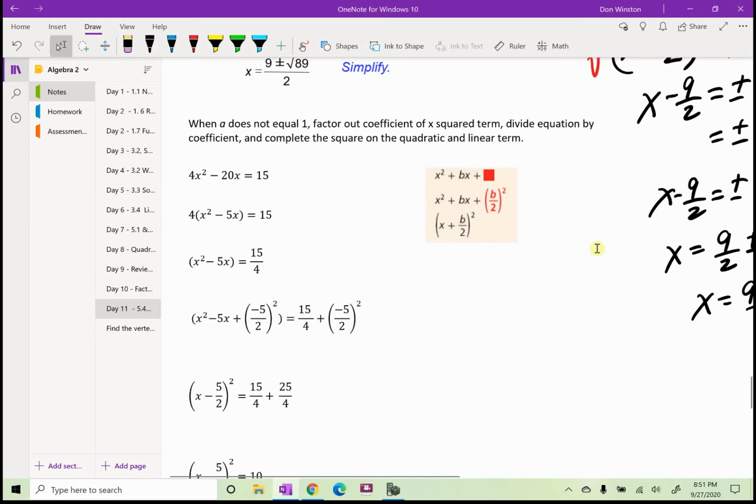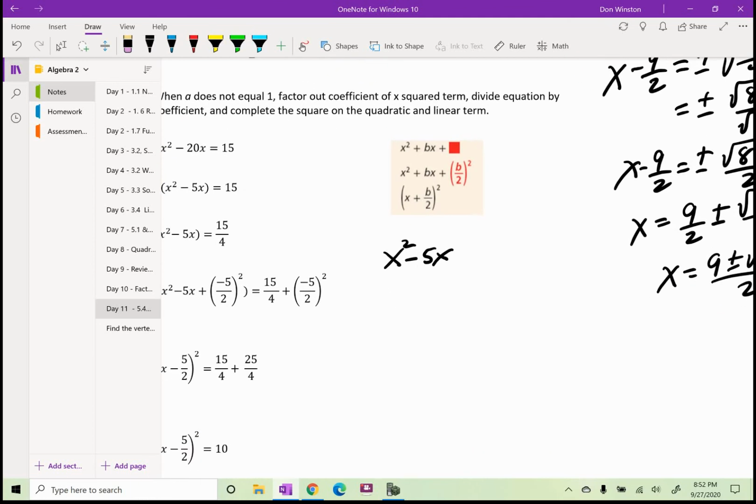So here I have 4x squared minus 20x equals 15. I'm going to factor out 4, so 4 goes outside the parentheses. Check: 4 times x squared is 4x squared, and 4 times negative 5x is negative 20x. So I factored out the 4, and then I divided both sides by 4. Now I have x squared minus 5x equals 15 divided by 4. Now I'll complete the square on the x squared minus 5x.